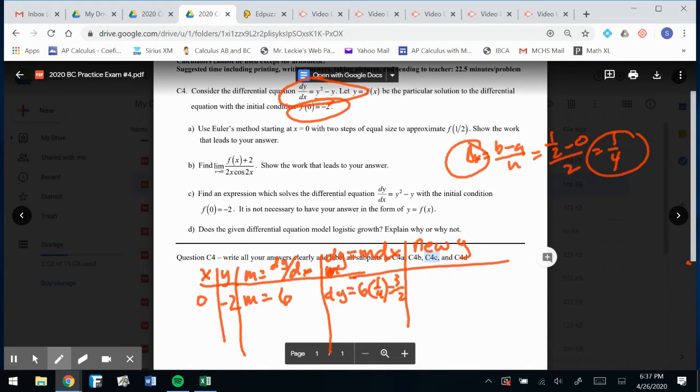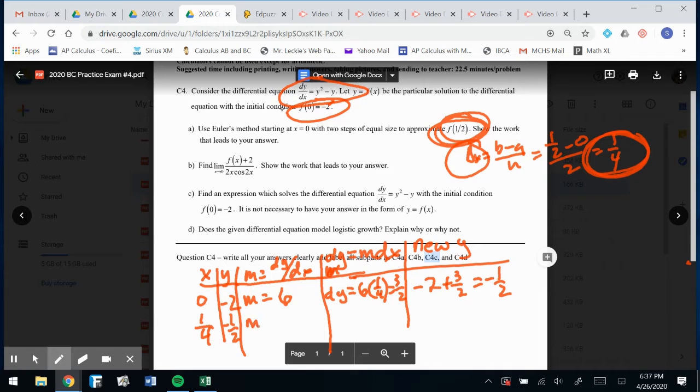So what's my new y? Well, my y when I started out was -2. We're going to add 3/2 to that, and that's -4/2 plus 3/2, which gives me -1/2. So that is my new y. My new x is going to be 1/4. Why? Because my change in x is 1/4. And my new y is going to be -1/2. Remember, I got to keep on going until I get an x value of 1/2. All right, so let's keep on going.